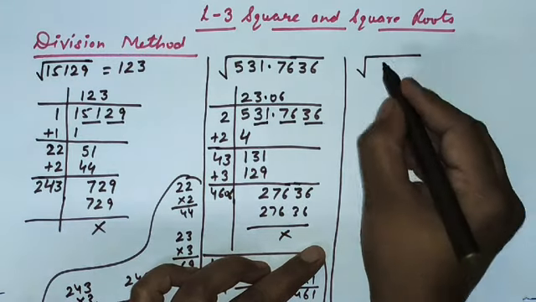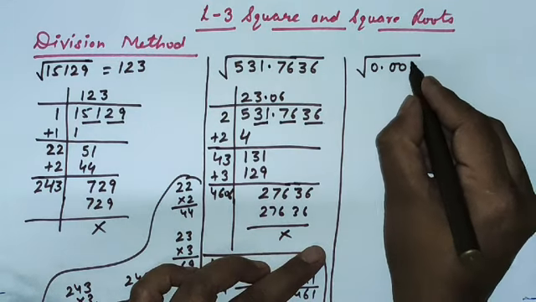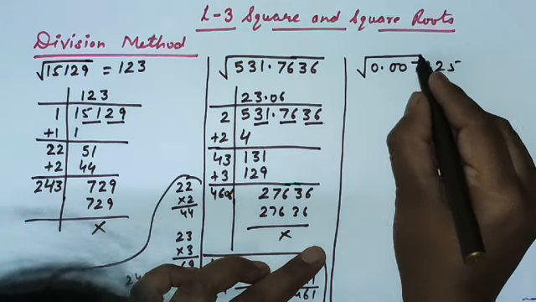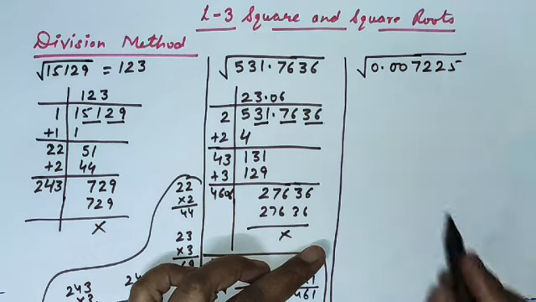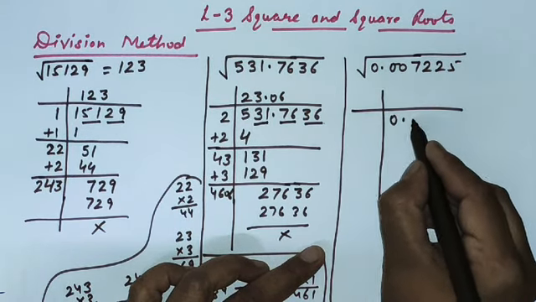It says 0.007225. So this is the question now, and we want to find the square root of this question.